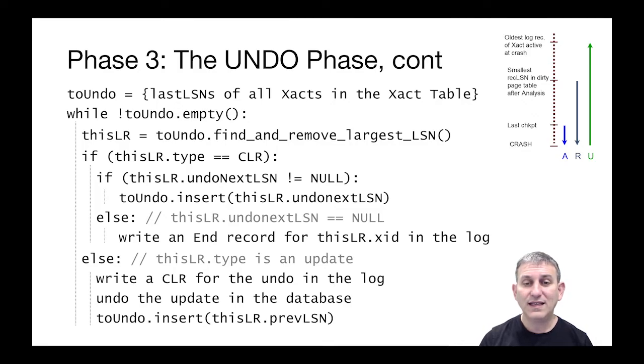Okay, if this log record is not a CLR, then it's an update. We're going to write a CLR for the undo we're about to do in the log. And then we're going to undo that update in the database. And we're going to insert thisLR.prevLSN into toUndo. And that's the next thing to undo for this transaction. Okay, and we keep doing this loop until we've done everything in toUndo and toUndo is empty. At that point, we've successfully undone all of the loser transactions.